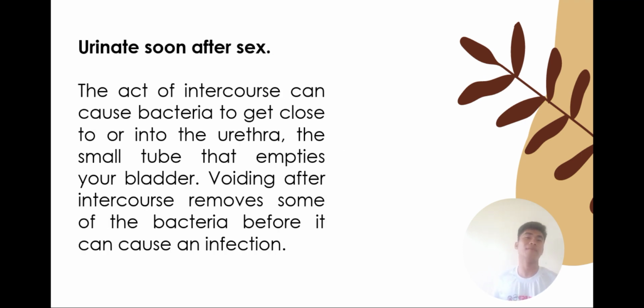So next we have to urinate soon after sex. The act of intercourse can cause bacteria to get close to or into the urethra, the small tube that empties your bladder. Voiding after intercourse removes some of the bacteria before it can cause an infection.